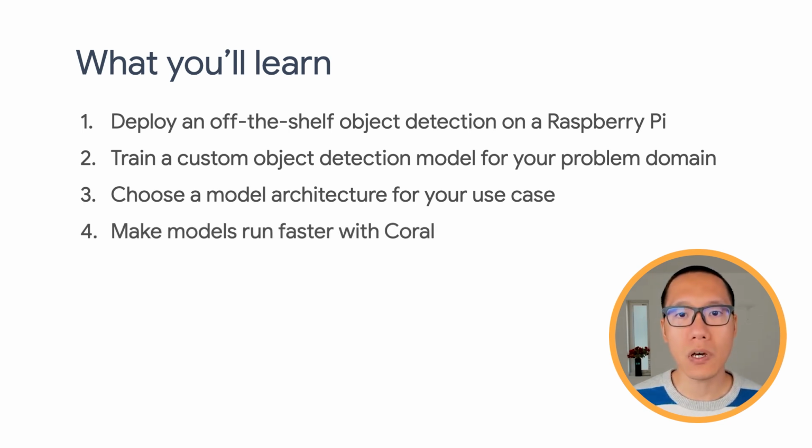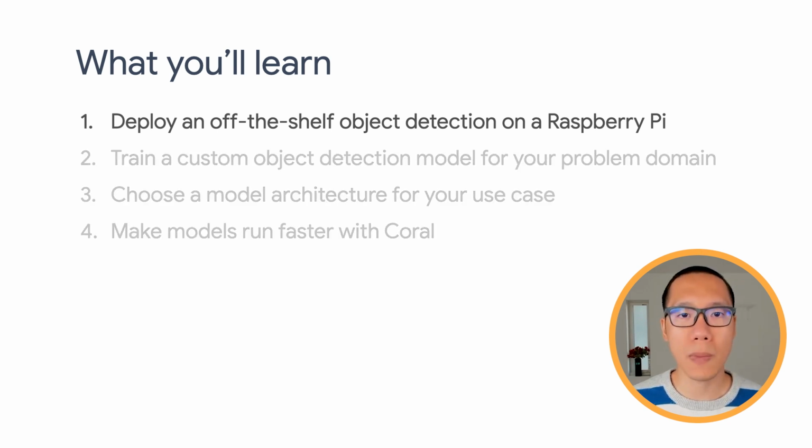And lastly, you'll learn how to speed up your model inference by using Google Coral Edge TPU. Each topic will be covered in one video. In this video, we'll talk about the first topic, using an off-the-shelf model to run object detection on Raspberry Pi in just 5 minutes. Now, let's get started.